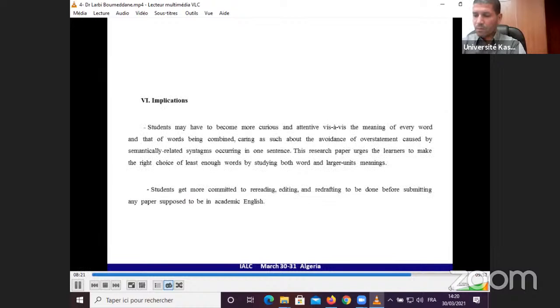Implications: students may have to become more curious and attempt to discover the meaning of every word, and as words are combined, carry along the abundance of overstatement caused by semantically related patterns occurring in one sentence. This research paper urged that learners should make the right choice of the fewest words by studying both words and their meanings. Students become more committed to rereading, editing, and redrafting before submitting any papers supposed to be in academic English.